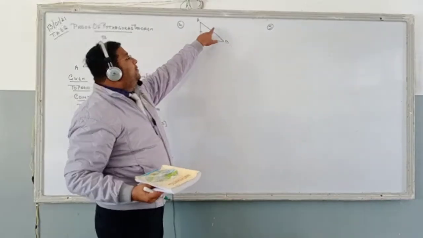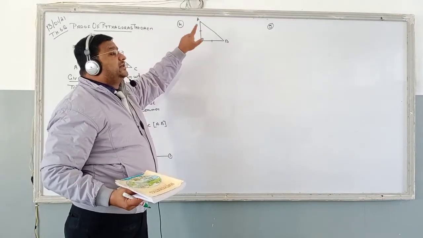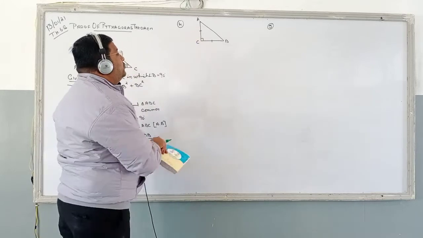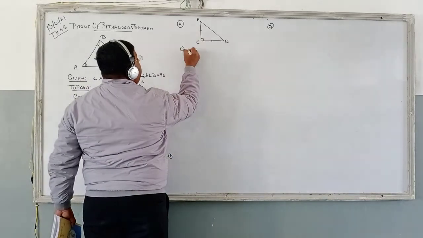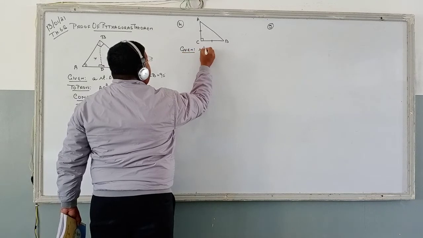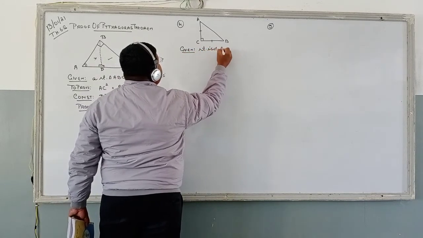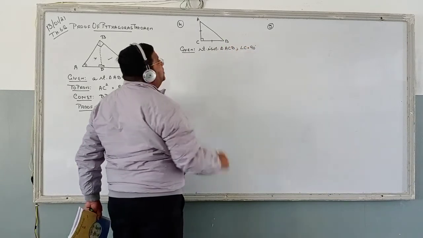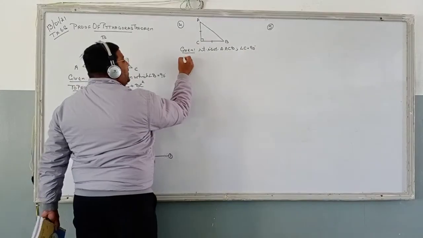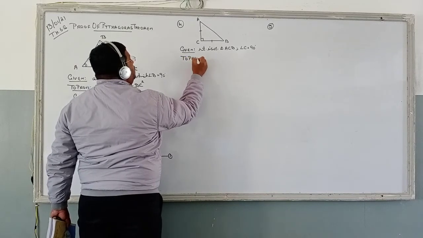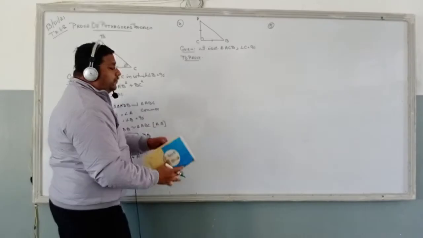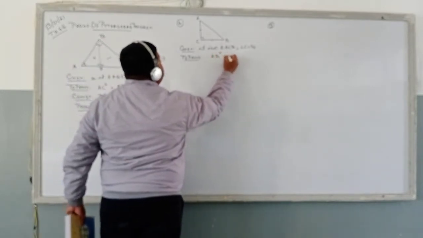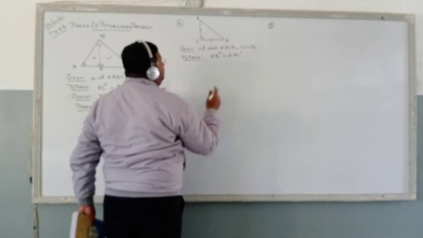Definitely, hypotenuse cannot be equal to any of the sides. Hypotenuse is the longest side. So it cannot be equal to any of them. So what is given to us over here? We are given a right isosceles triangle ACB in which angle C is equal to 90 degree. What we have to prove? We have to prove that AB square is equal to twice of AC square.